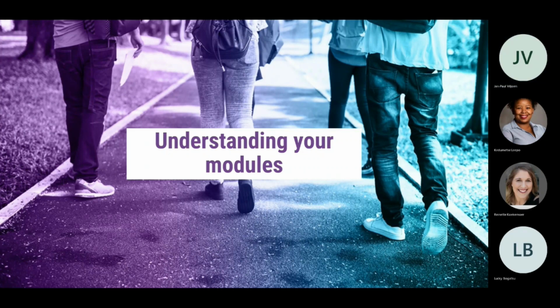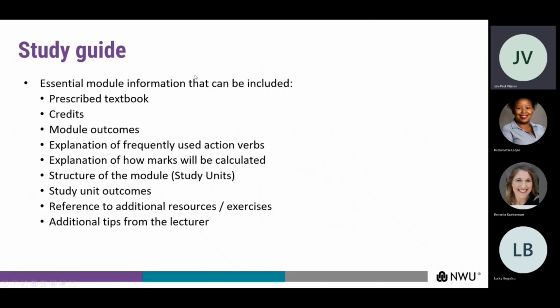Your study guide is your best friend while you are adapting to things at the Northwest University. It has all the essential module information that you will need in order to be successful in your studies. This includes the prescribed reading that you will need to do for each study unit and study section, the number of credits that has been allocated to each study unit and study section, and the outcomes for the module and each study unit and study section. Pay attention to these as they provide clear guidelines for what you will need to be able to do.